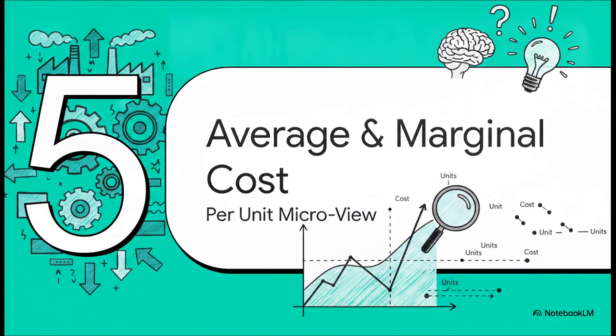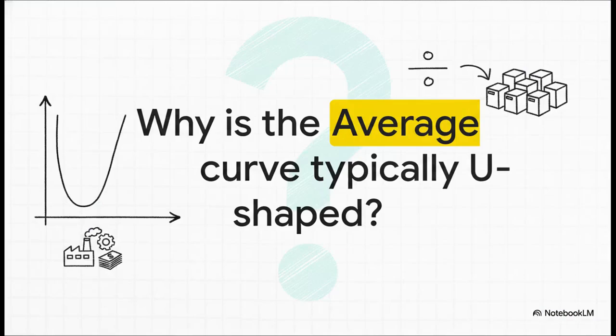Section 5. Average and marginal costs. We've looked at the macro picture, so now let's hit the climax of our explainer, the per unit micro view. This is where things get a bit tricky for people, but it's actually incredibly logical. When we divide our total costs by the number of units produced to get the average cost, the curve almost always forms a very distinct U-shape.